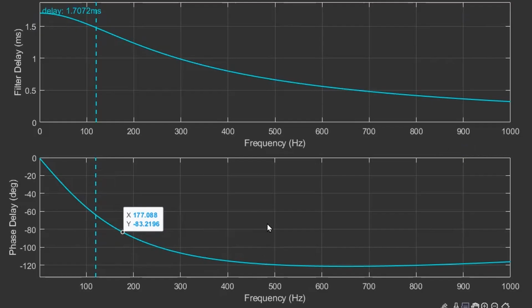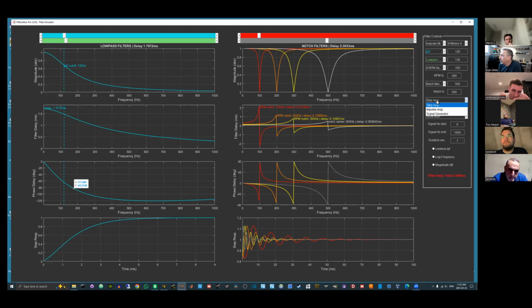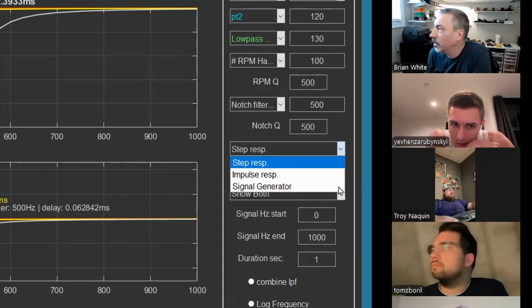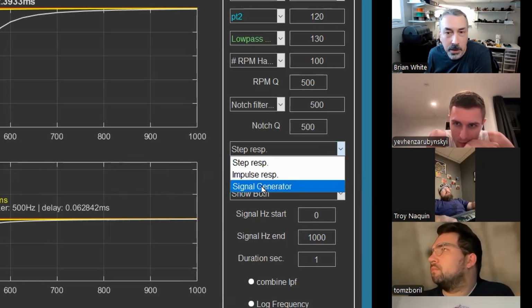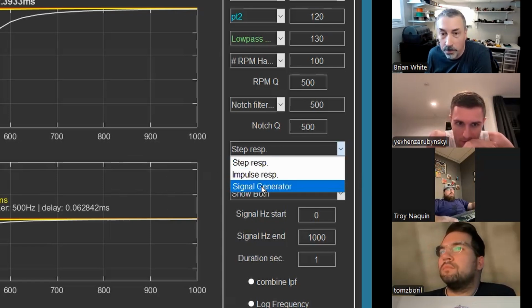But if you want to see how this is functioning, another thing you can do is plot a signal down here. This is really valuable. If you go over here, you see that we have the plot. We can plot the step response. So this is the step response of the filter, the impulse response. And there's a signal generator.